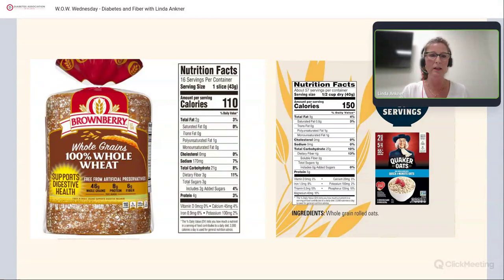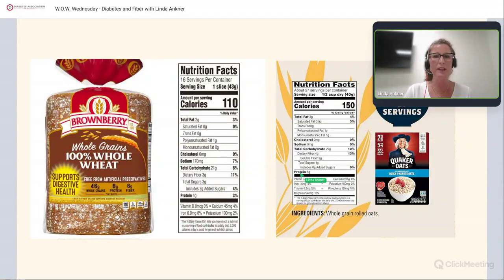So you can see here on our food label, I'm not sure if you can see my pointer or not. I was trying to add the pointer, but the fiber is going to be listed underneath the carbohydrate. So for this brown berry whole wheat bread, you can see the dietary fiber for one slice of bread is 3 grams. So that would be considered a good source of fiber.